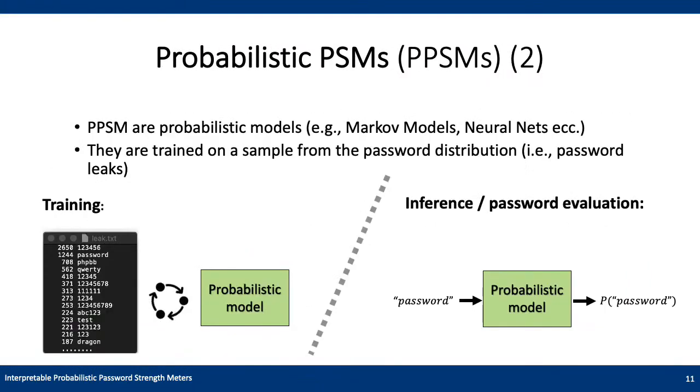Actually, probabilistic meters are implemented via probabilistic models. These models are learned by approximating the probability distribution of an observed set of passwords, that is typically a real-world password leak. When we have to apply the meter, we use the probabilistic model as explicit probability mass function to evaluate the probability of a password, and then we derive a strength estimation from this probability.